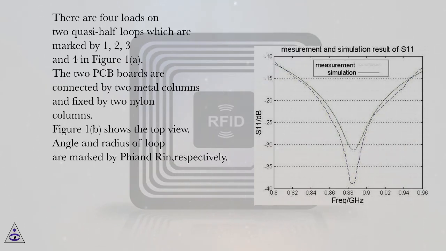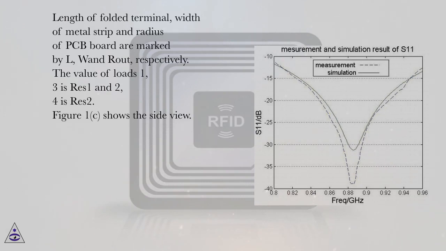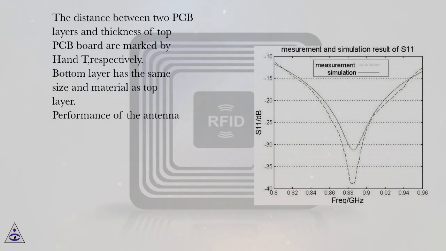Figure 1b shows the top view. The angle and radius of the loop are marked by phi and R in, respectively. The length of the folded terminal, the width of the metal strip and the radius of the PCB board are marked by L, W and R out, respectively. The value of loads 1 and 3 is Res 1, and of loads 2 and 4 is Res 2. Figure 1c shows the side view. The distance between the two PCB layers and the thickness of the top PCB board are marked by H and T, respectively. The bottom layer has the same size and material as the top layer.